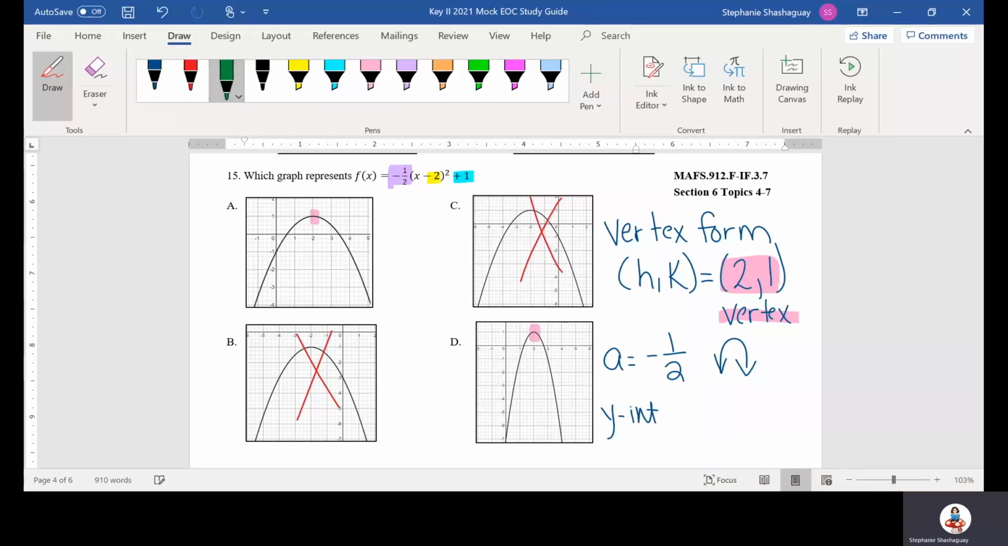Okay, because our y-intercept for here is equal to negative 7, and my y-intercept here is equal to negative 1. Well, how can I figure out what my y-intercept is? The same thing I did before. I'm going to get rid of that x and I'm going to plug in 0 instead. So that's going to be negative 1/2 multiplied by 0 minus 2 squared plus 1.